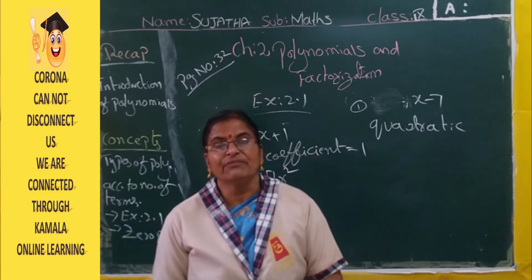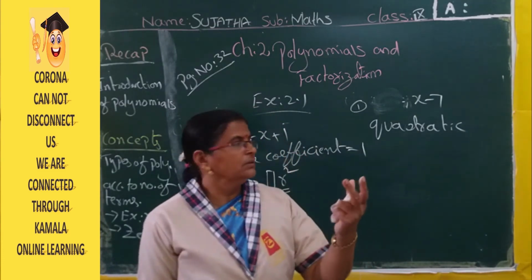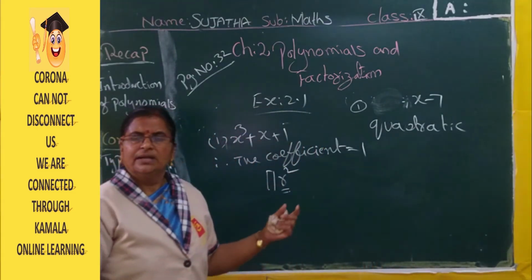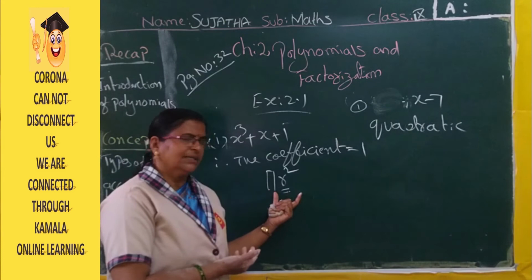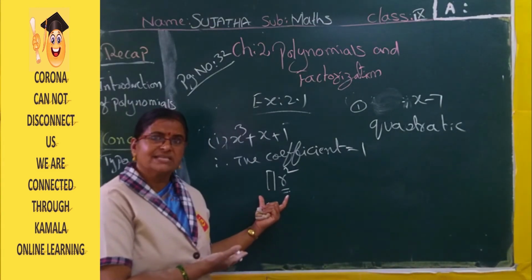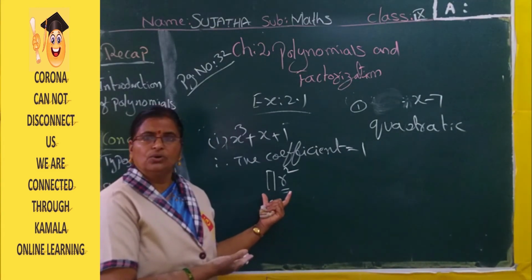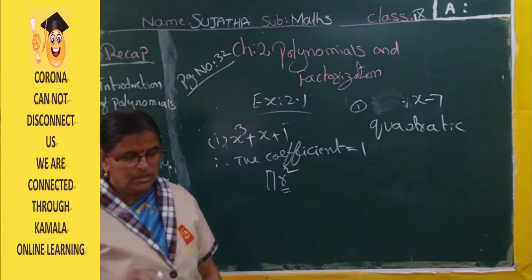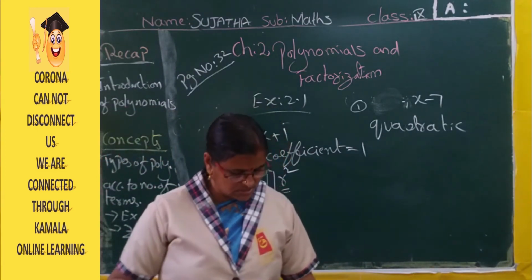How can you say that every polynomial is a binomial? Suppose I take only one term, like pi r square. It is a polynomial with only one term. Can I say that this is a binomial? No. So can every polynomial be a binomial? No. So the given statement is false.